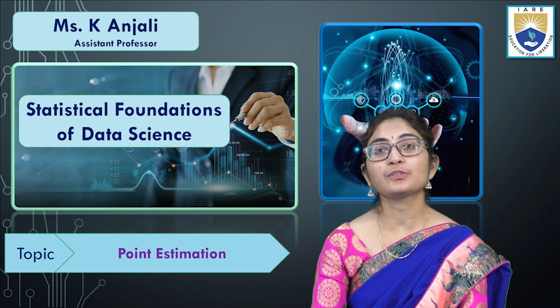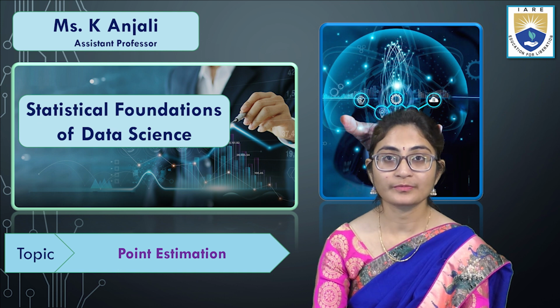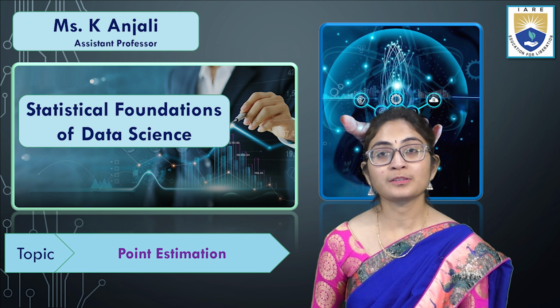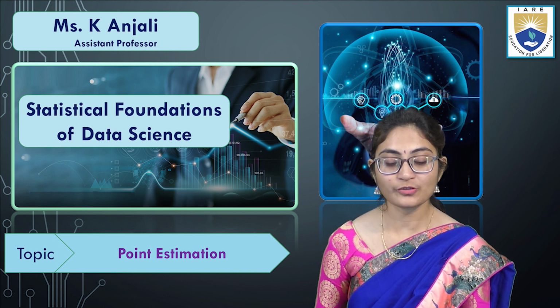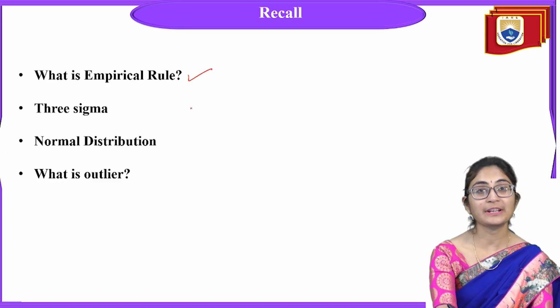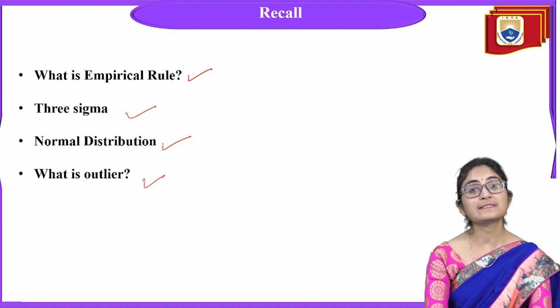Today we are going to learn about point estimation. Before moving to this session, we will briefly recall the previous session. In the last session, we learned what the empirical rule, 3 sigma, normal distribution, and outlier are.